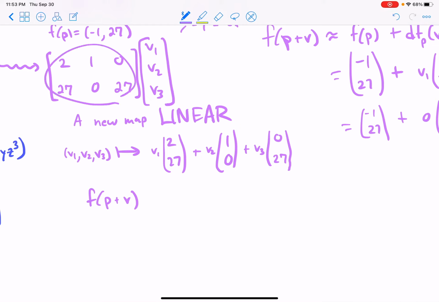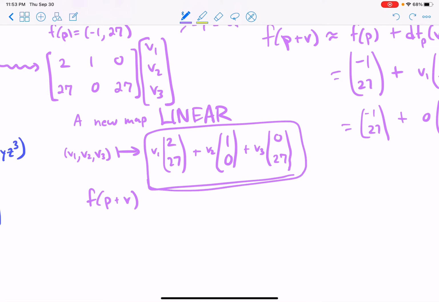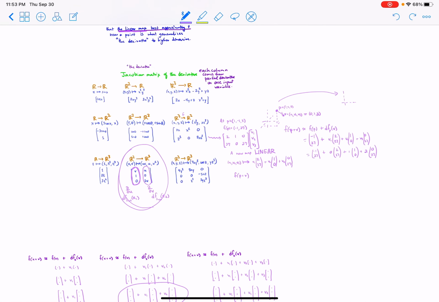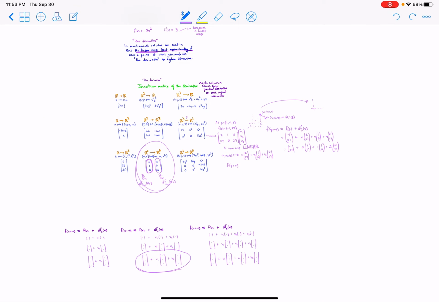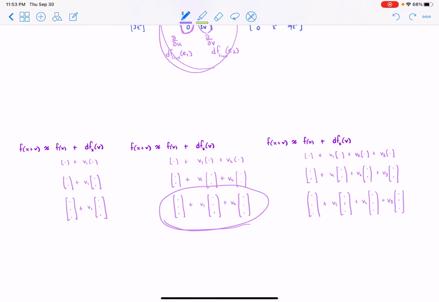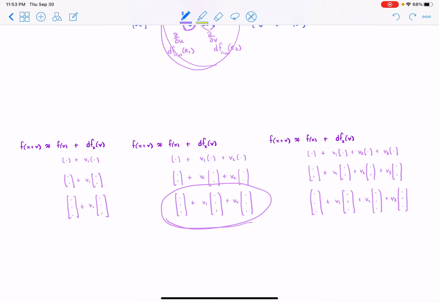And this matrix vector multiplication is defined so that it's a linear map. That is the reason for that definition. Okay, so hopefully this was helpful. Then you see that, take a moment to look at all these approximation formulas. They're just sort of showing you the different shapes that these things can have.